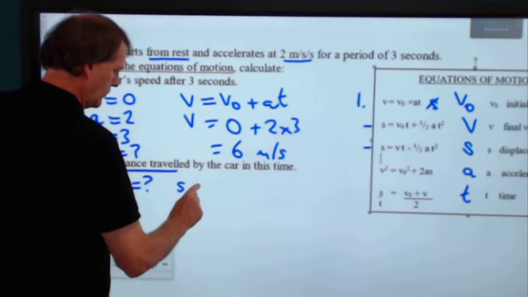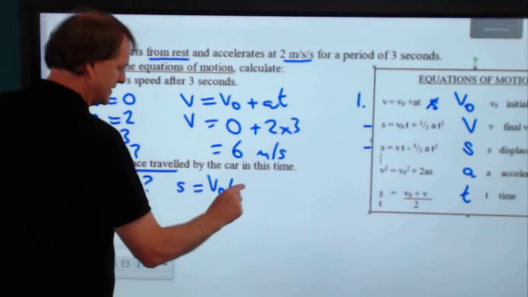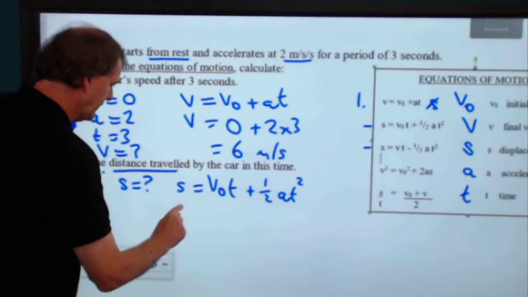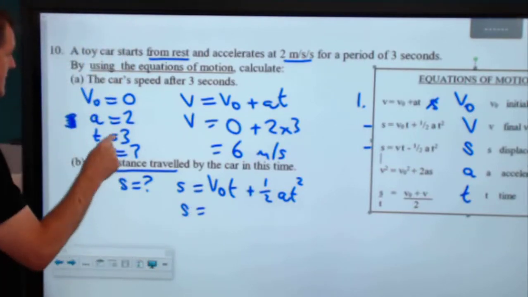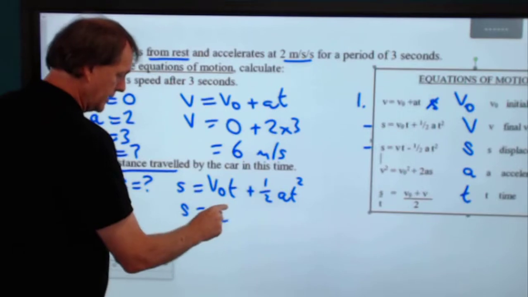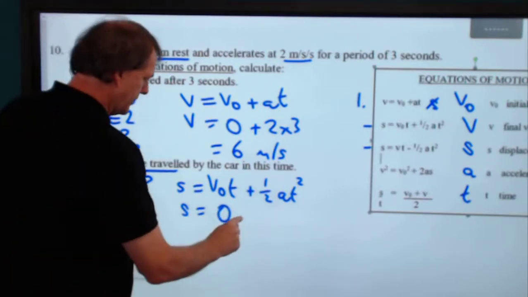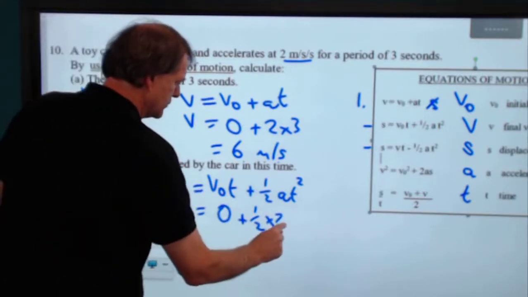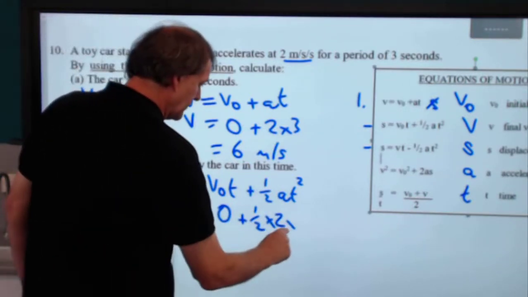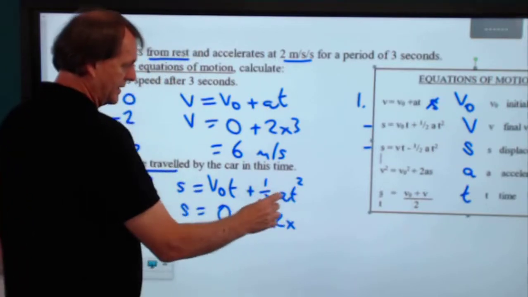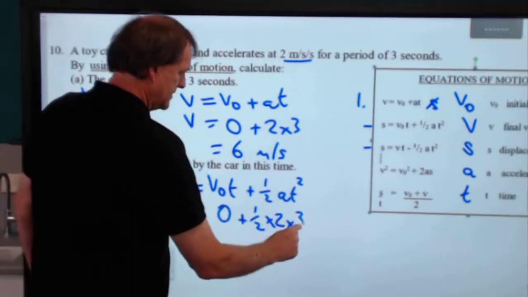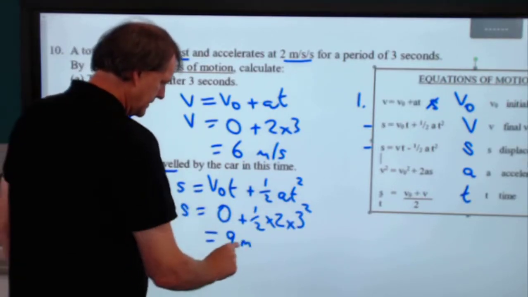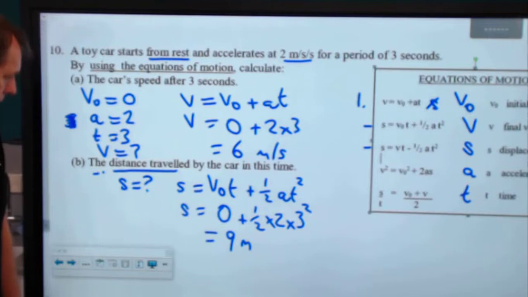So if we're going to use S equals V0T plus a half AT squared, we're going to leave the S where it is, equals, so V0 is 0, so 0 times T is 0, because 0 times anything is 0, plus a half times acceleration of 2, so half of 2 is going to be 1, times the T squared. So it's only the T that gets squared, there's no bracket here, and the T was 3. So if you do 1 times 3 squared is 9, you get 9 metres. So that's a very straightforward sort of question there, okay?